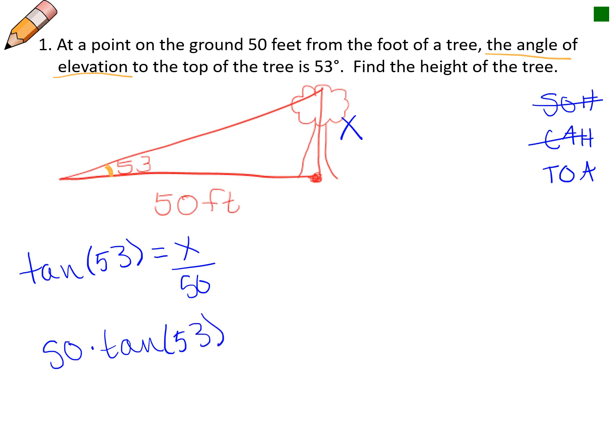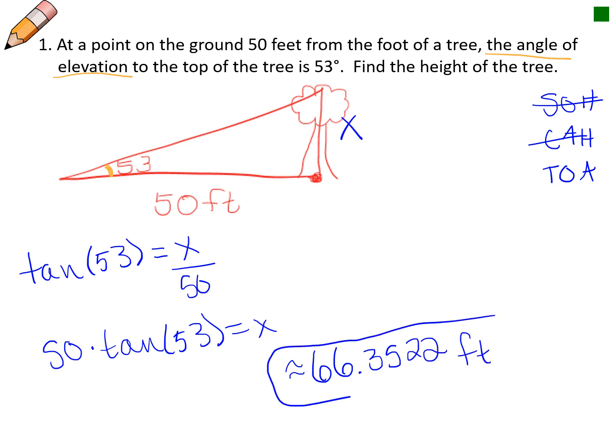And remember, for now, we're going to round these decimals to 4 decimal places. And we get for an answer that the height of the tree is approximately 66.3522 feet. So that's approximately the height of the tree. So our picture is a little bit not drawn to scale, but that's all right.